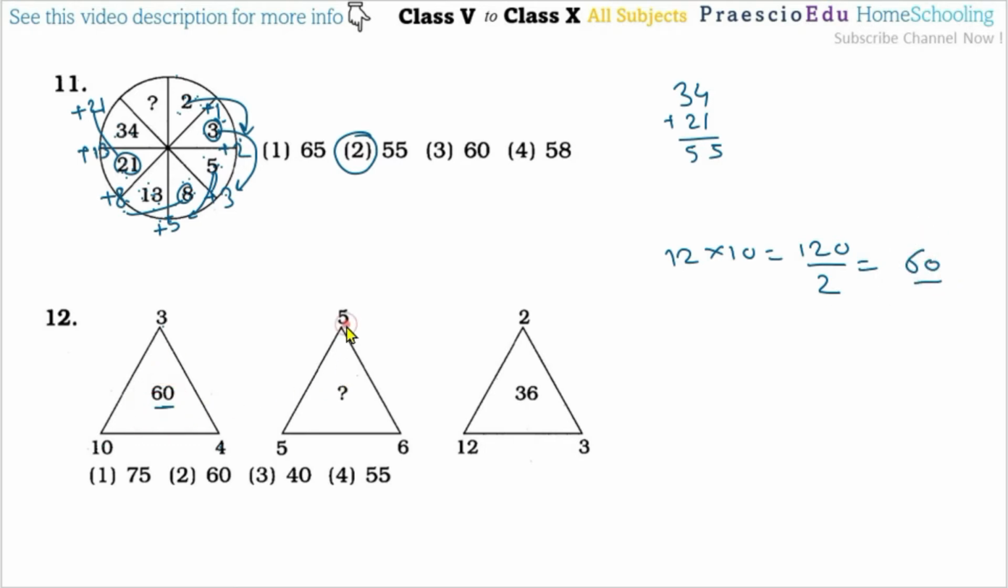Same here: 5 multiplied by 6 is 30, 30 multiplied by 5 is 150, and 150 divided by 2 gives us 75. So the question mark can be replaced by 75.